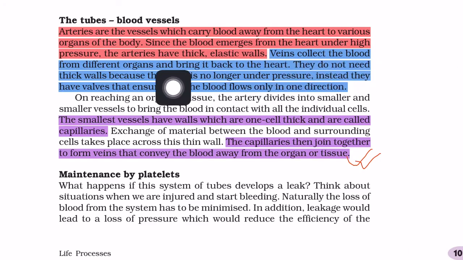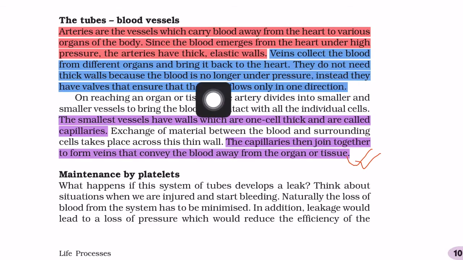Veins collect the blood from different organs and bring it back to the heart. So this is again the difference between arteries and veins, that is, veins collect blood from different body parts to the heart. So this is one point. Another point is that since it collects blood from different parts of the body to the heart, it must carry some impure blood. So you can write in the difference that veins carry impure blood.